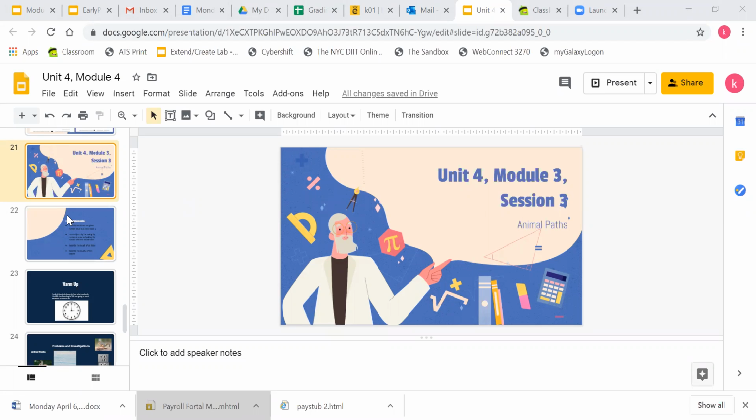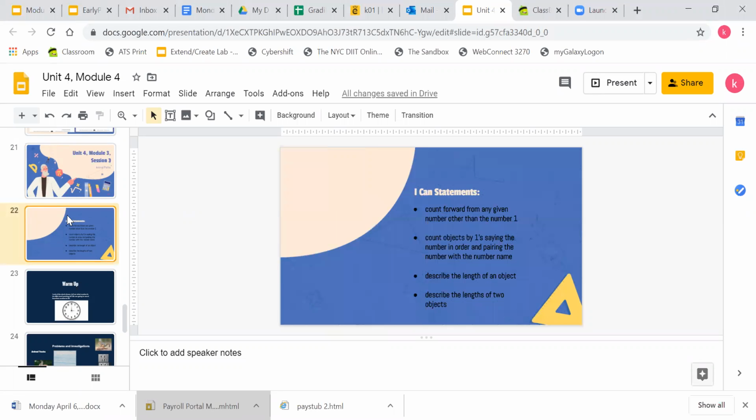So if you could take aim, I can count forward from any given number other than the number 1. I can count numbers by one or count objects by ones, saying the number in order and pairing the number with the number name. I can describe the length of an object, and I can describe the length of two objects. So we can compare the lengths of two objects. If you could let your arrows go, that would be wonderful.